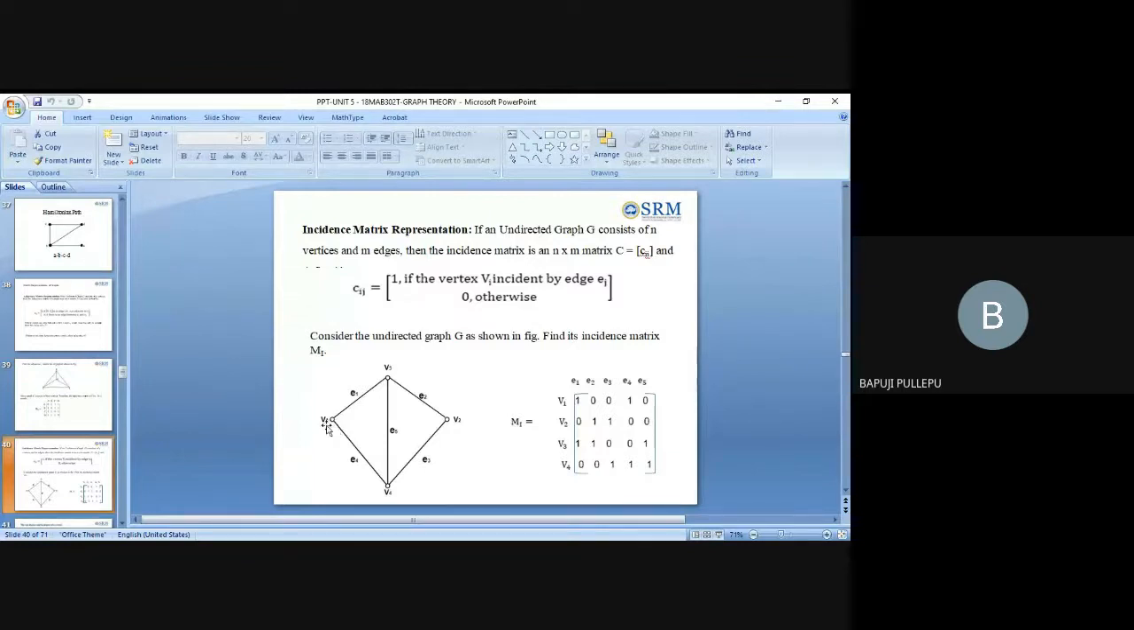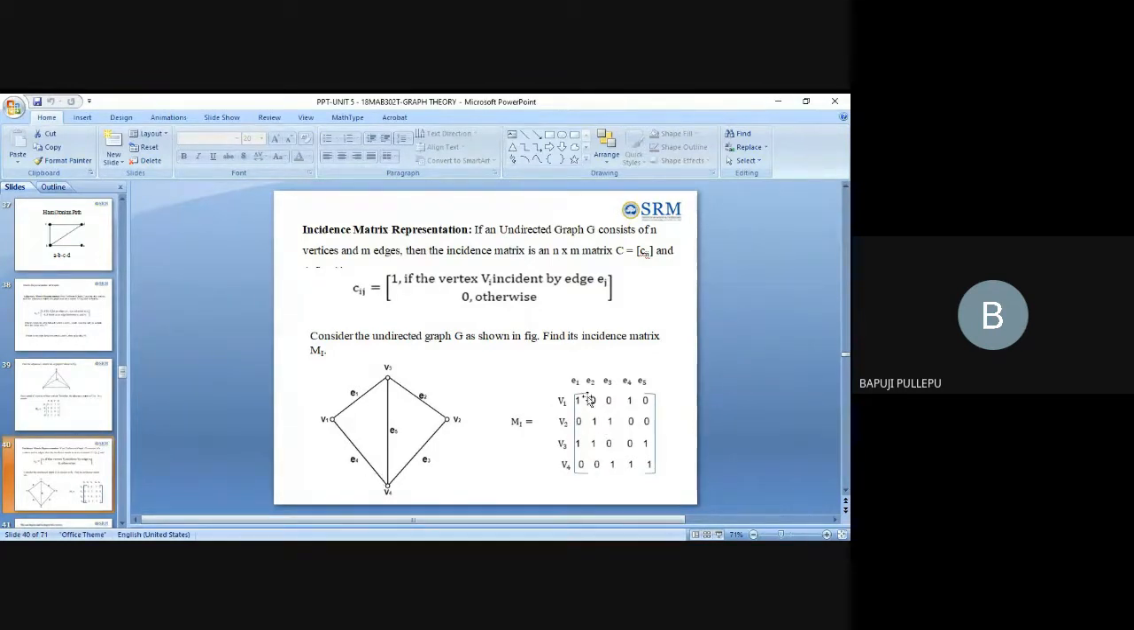Sir, V1 is one vertex, sir. This is first edge. Yes, sir. Vertex 1 meets E1 or not, edge 1? Yes, sir. V1 E1 is equal to 1. Then V1 E2. V1 connected to any E2? No. Actually, V1 is connected with which edges? E1, E4 only. Their places only you will get 1, 1, remaining 0.